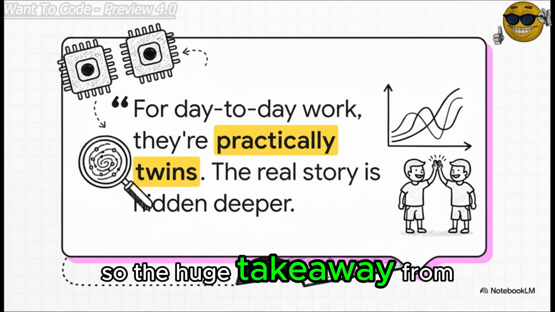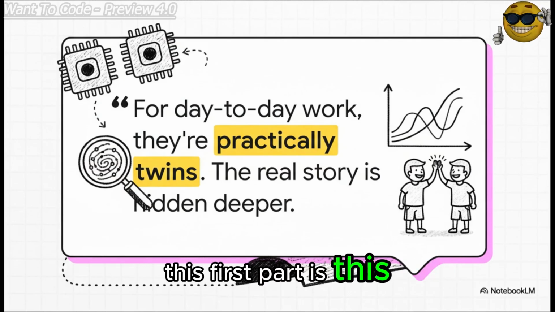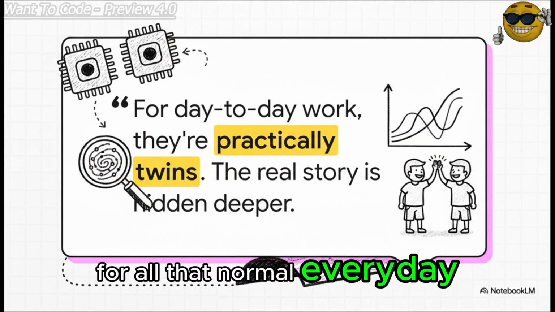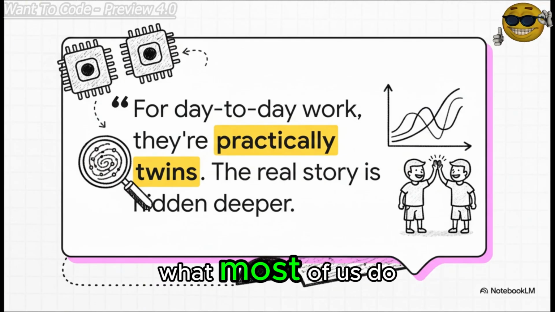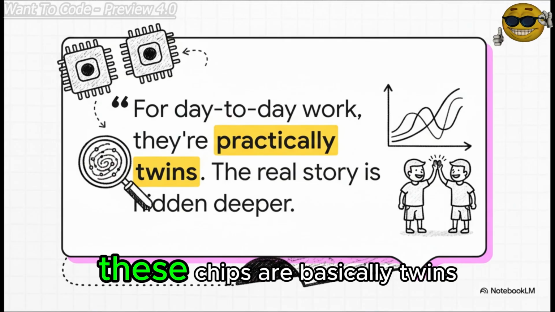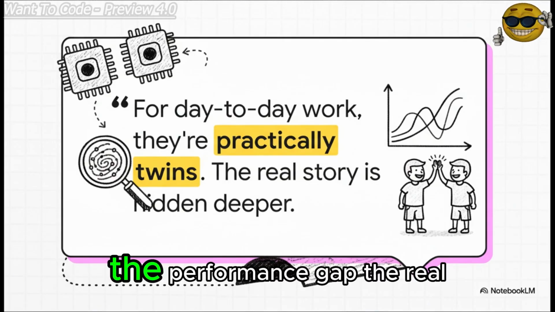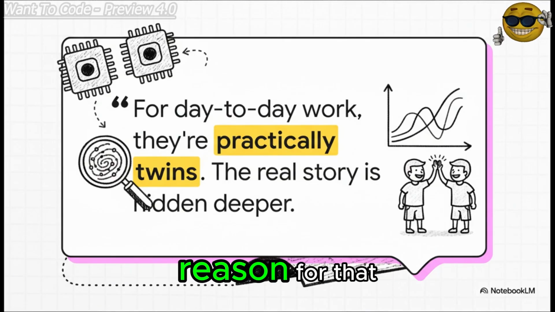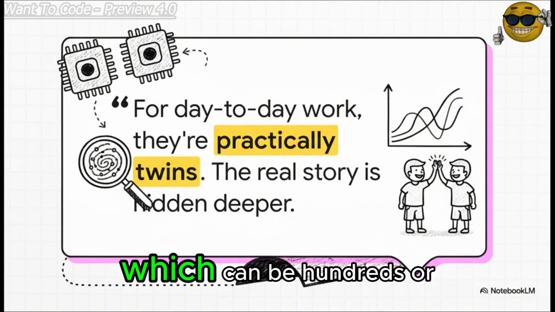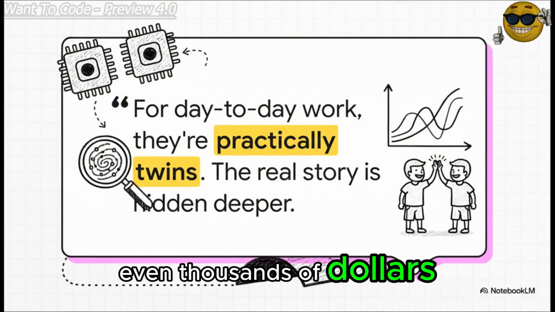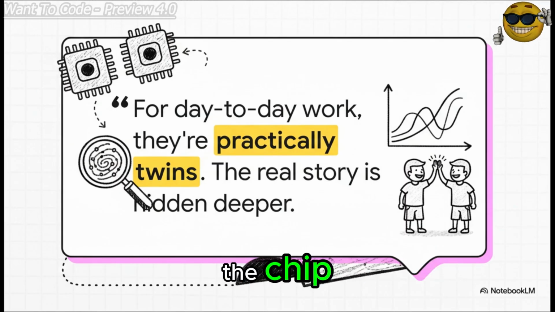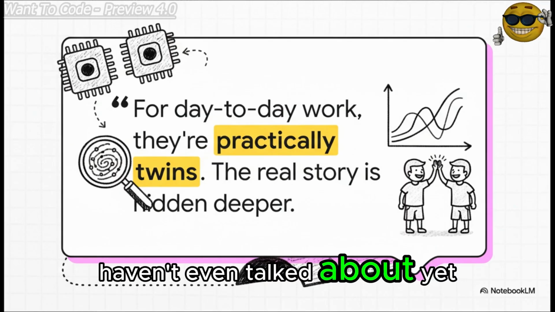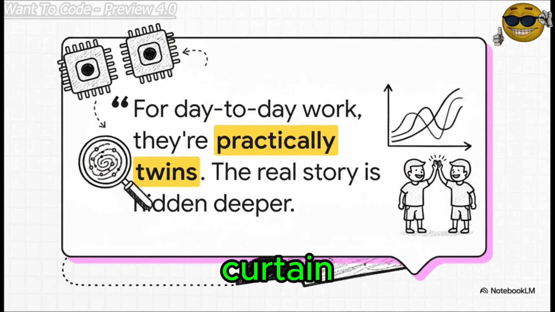So the huge takeaway from this first part is this. For all that normal, everyday work, for the tasks that make up 80% of what most of us do on a computer, these chips are basically twins. The performance gap, the real reason for that pretty significant price difference, which can be hundreds or even thousands of dollars, you're not going to find it here. It's hidden much deeper inside the chip, in a part that we haven't even talked about yet. So let's pull back that curtain and find out where the real story is.